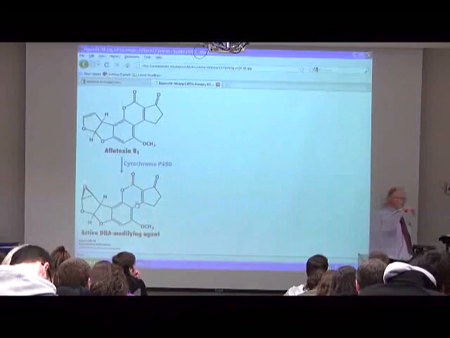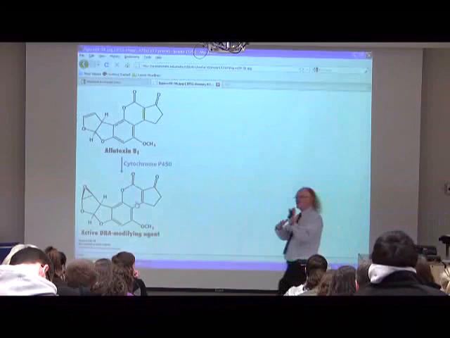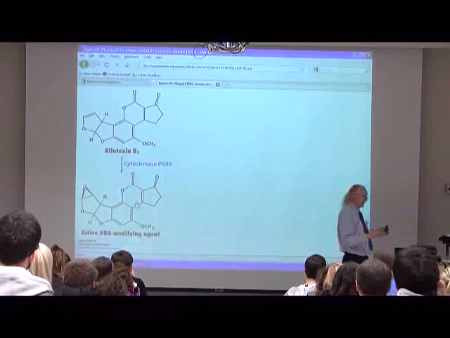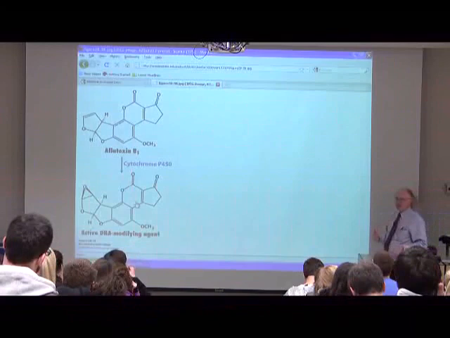The DNA polymerase, which is now nicely looking for A's, T's, G's, and C's, all of a sudden hits this. What the heck is this? And it doesn't know what to do with it. It may try to take a guess. It may try to put something in. And if it does, it's frequently wrong. And so aflatoxin can lead to mutation as well.